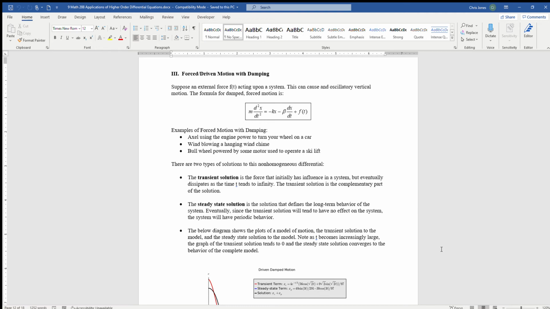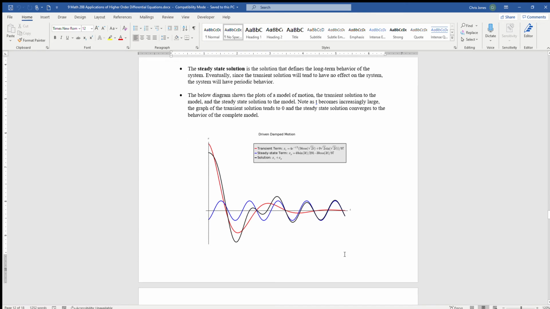Same thing if you're on a ski lift. If you initially jump onto the ski lift, you might bounce it up and down a little bit, but eventually the bull wheel is going to be the model of that equation of motion, and it's going to say what's going to happen after a little bit of time. I have a model below that shows the transient solution, the steady state solution, and also the equation of motion, which is the solution in general.